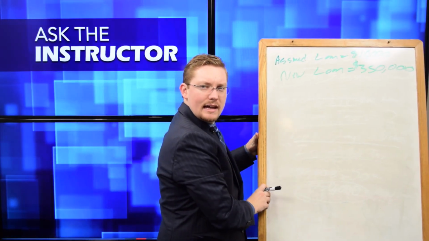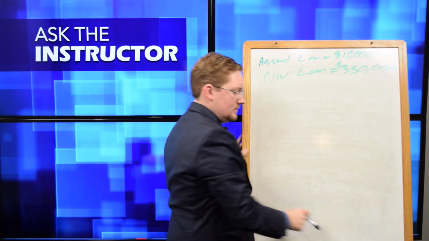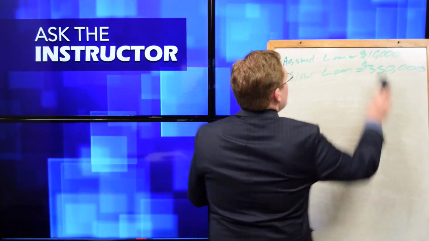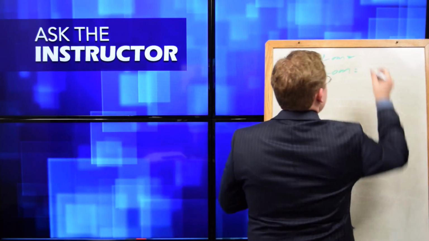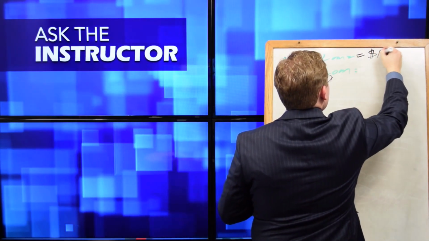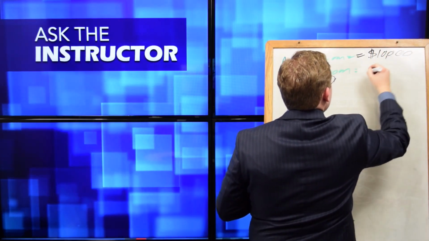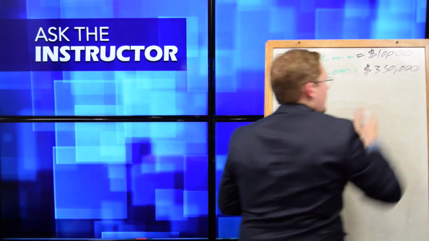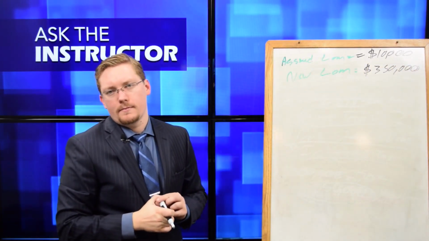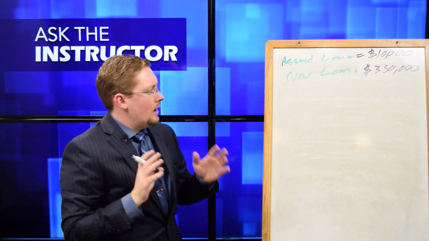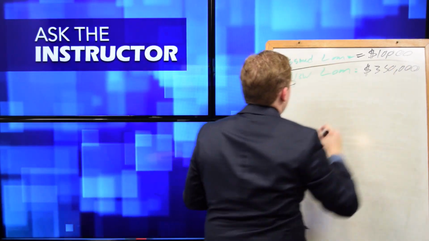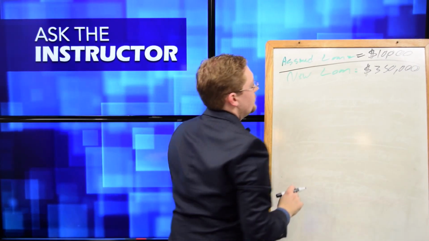$10,000 and $350,000. I probably shouldn't have done that in the green so you guys would be able to read that better. Let's go put this here in black. So we have $10,000. That was our assumed loan, $350,000 on our new loan. So now we just have to do the calculations. Again, we want to look at these as two separate problems here. So let's start off with our assumed loan first.